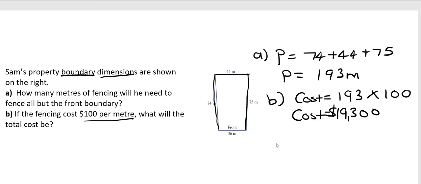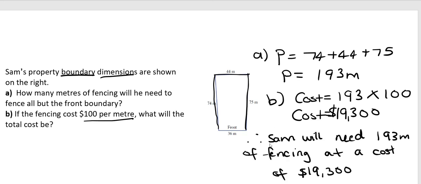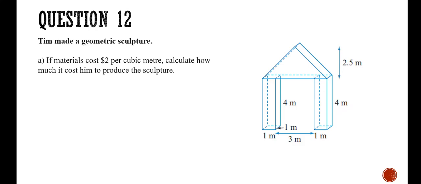And you can also write a final statement as well. So therefore, Sam will need 193 meters of fencing at a cost of $19,300. Okay, our final question for this session is this one.